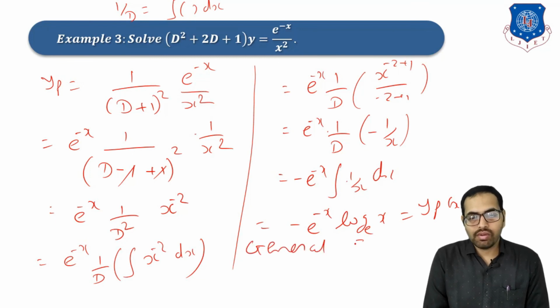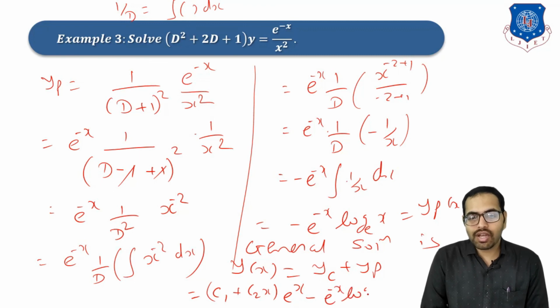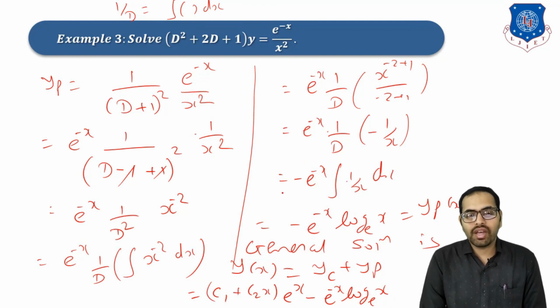Now the general solution is y(x) = yc + yp. Whenever we find the general solution, substitute the values of yc. Here, from (m + 1)², the factors are real and repeated, so (c1 + c2 x) e^(−x), and this one has a negative sign, so minus e^(−x) log x to the base e, otherwise you can write it as ln x. This is our answer, what we had to find exactly.